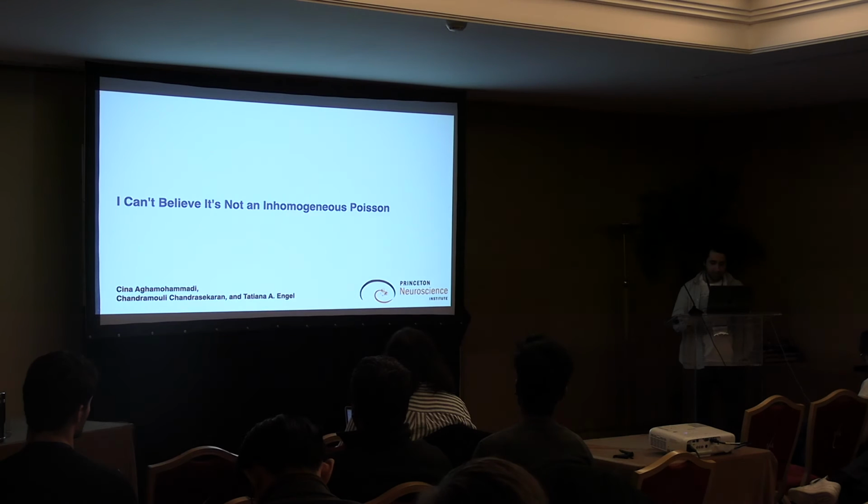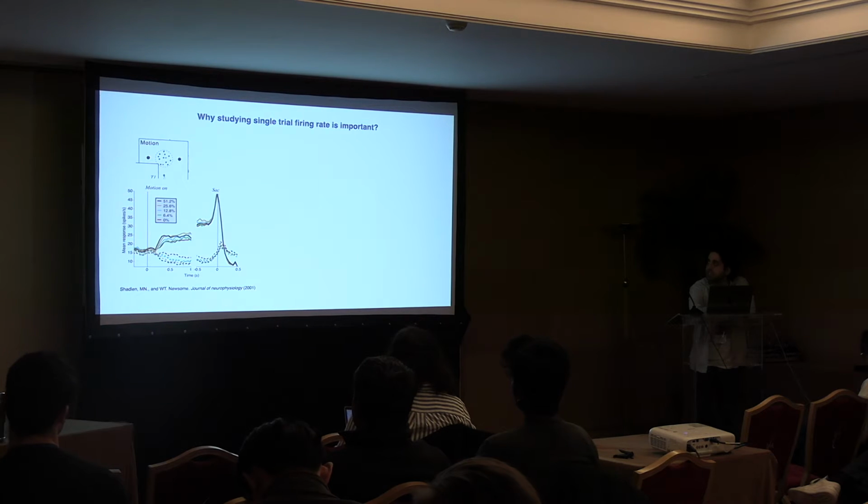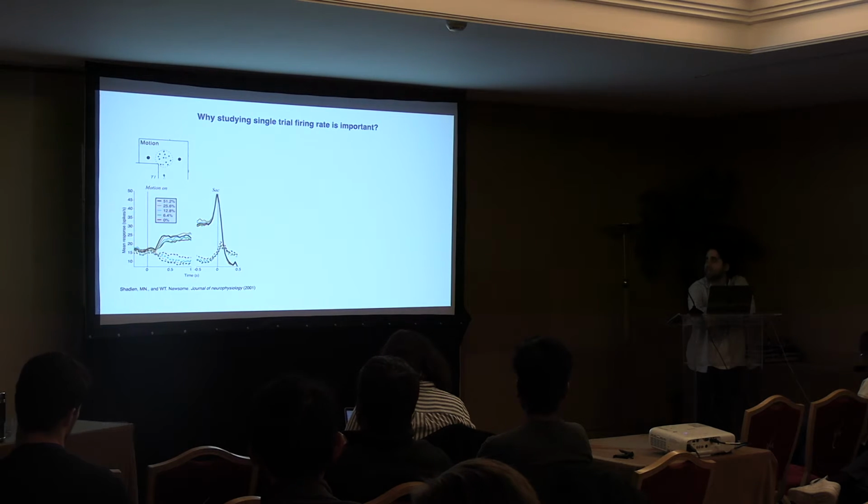Okay, I can't believe it's not homogeneous Poisson. Most current hypotheses about neural computation use the concept of firing rate. Traditionally, firing rate is defined as the average number of spikes over repeated trials under the same experimental condition, so it attributes any trial-to-trial variability entirely to irregular spike generation.